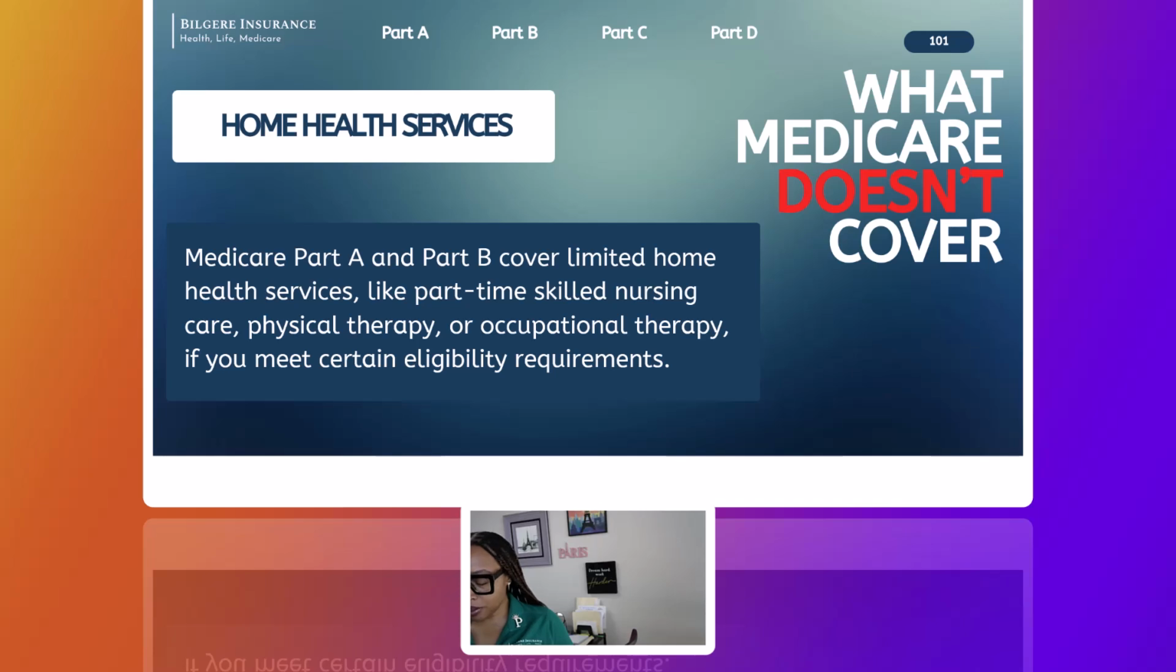Next, home health care services. That's something else that is not covered with Medicare.